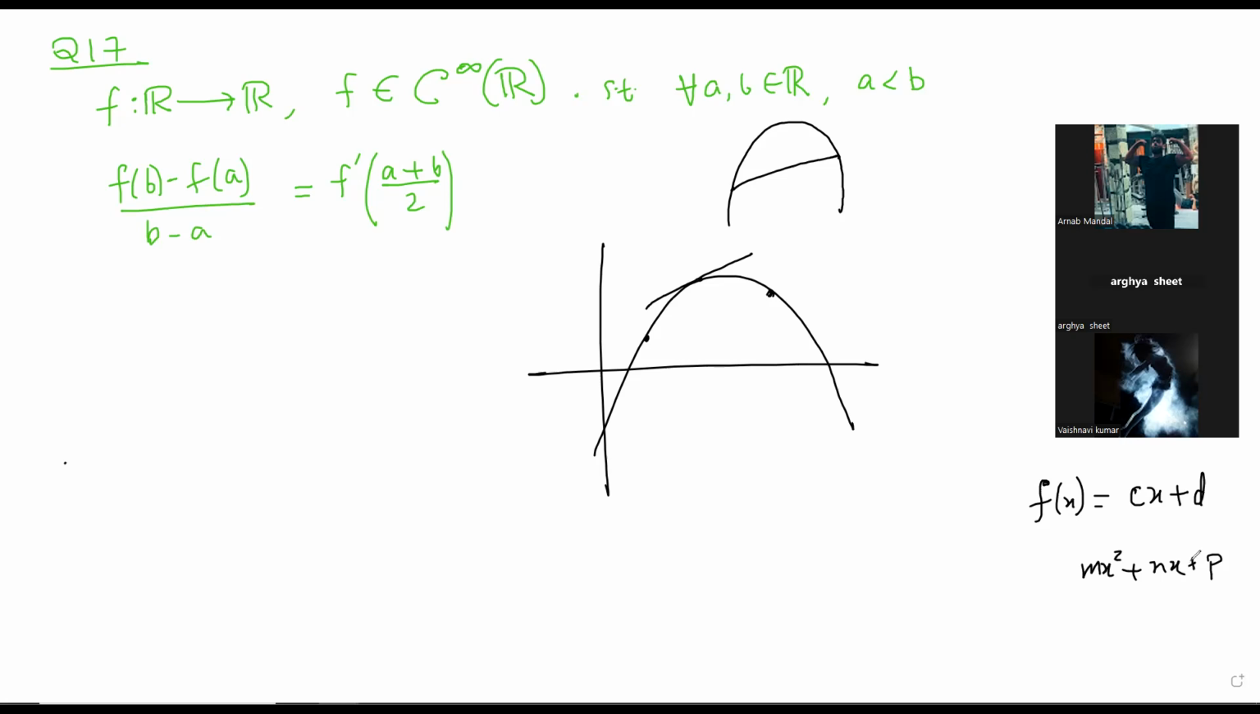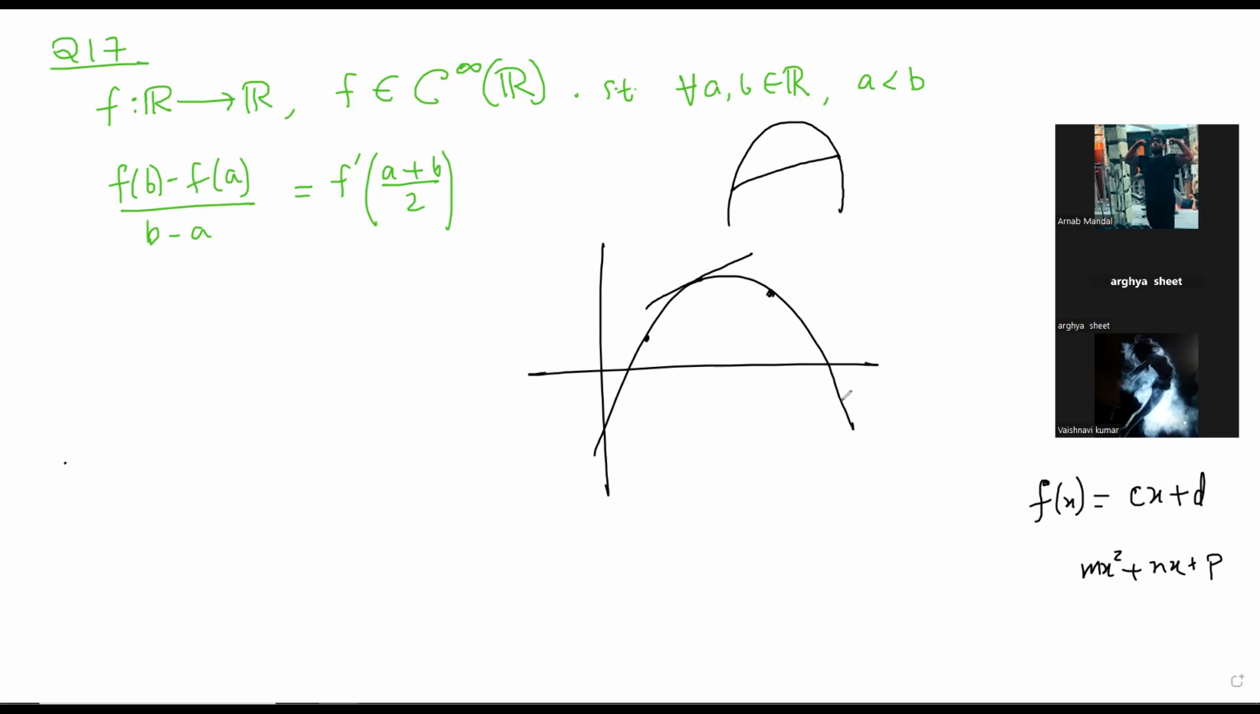Because f dashed is a linear function. Yeah, I can see a reason, but it's okay if you see it like that also, it's fine.